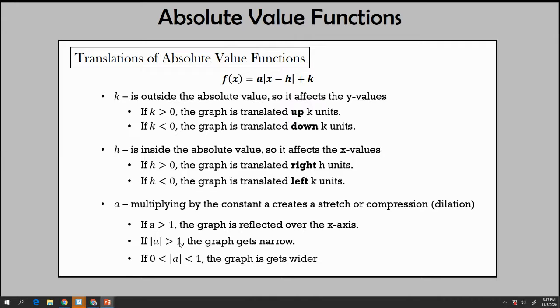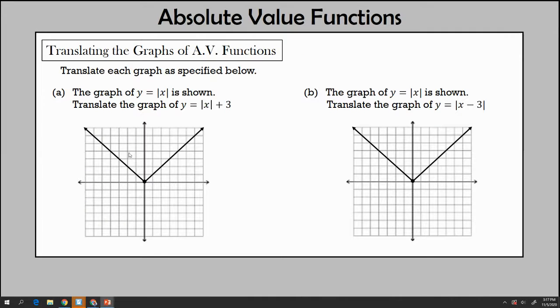Okay. If A is a number bigger than 1, it's going to get narrower. If A is a number between 0 and 1, it's going to get wider. Okay, we're not going to do a lot of this right now. We're going to look a lot at this H and K business up here. Okay, let me show you what the kind of problem is.